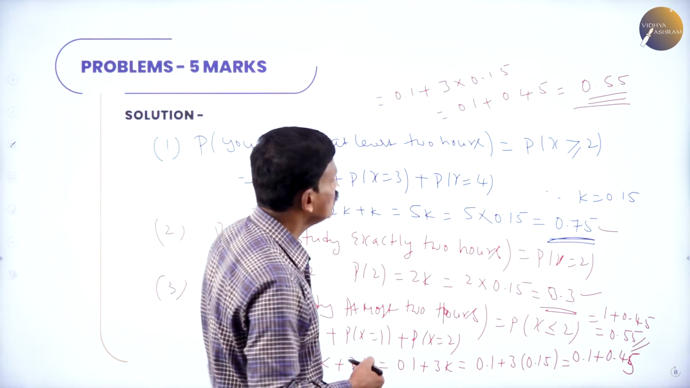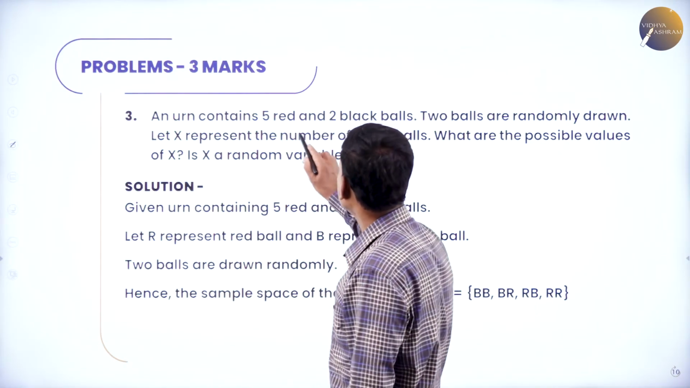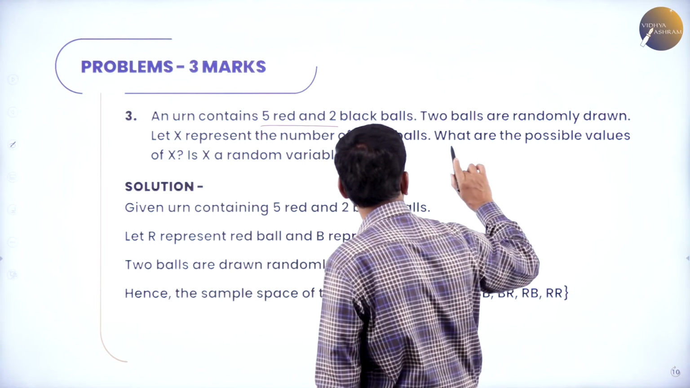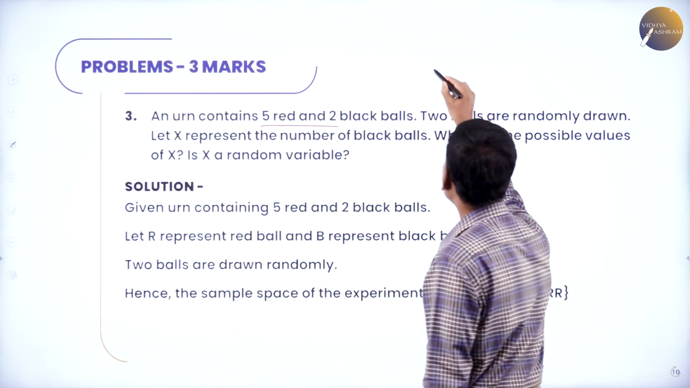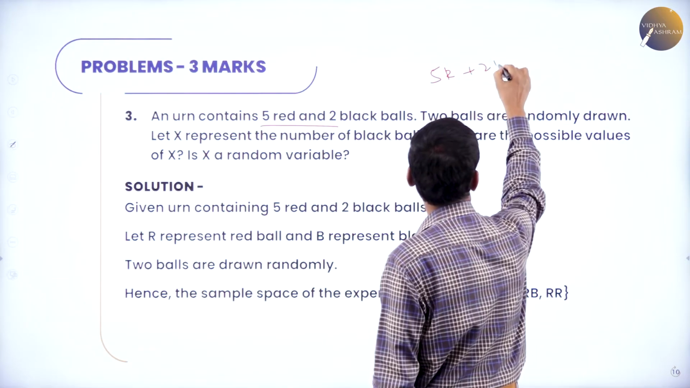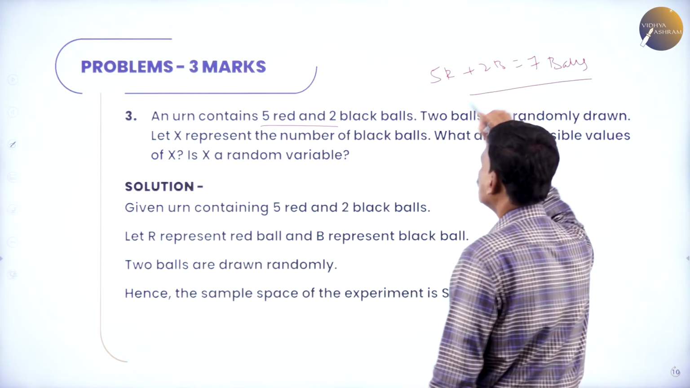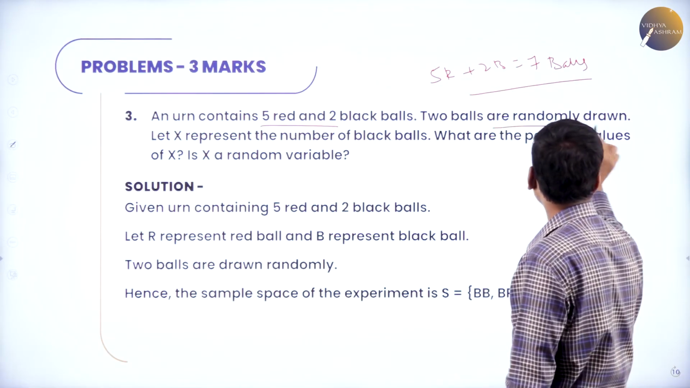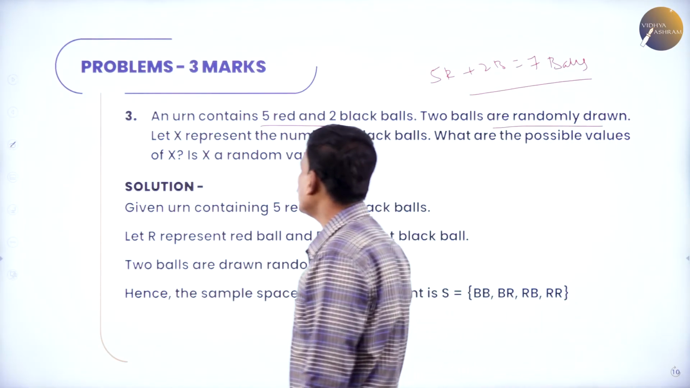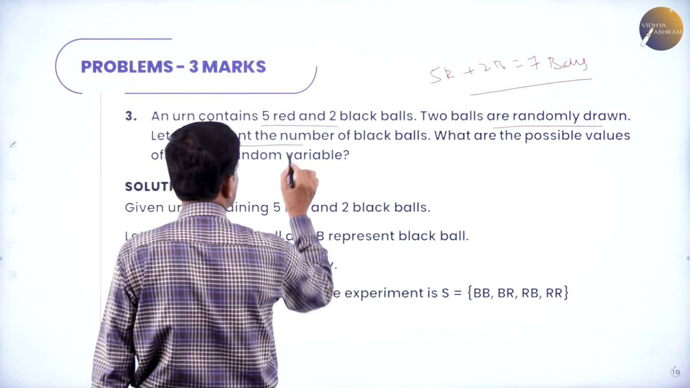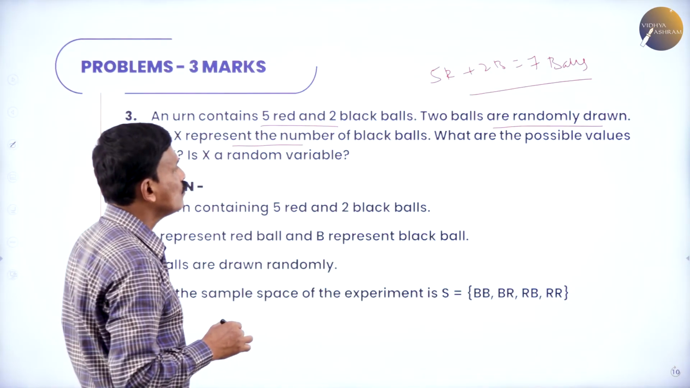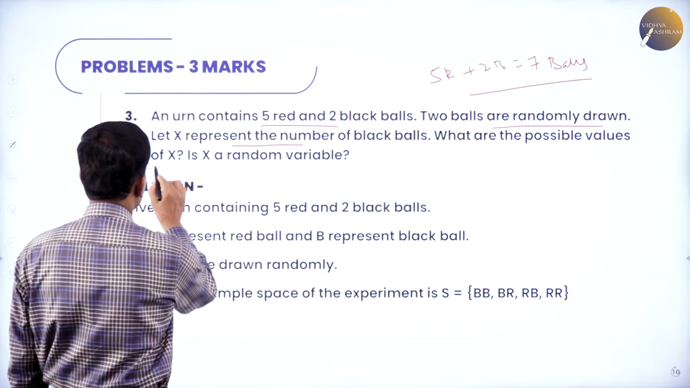Now let us come to the next problem. An urn contains 5 red and 2 black balls. 5 red plus 2 black balls, totally 7 balls are there. So 2 balls are randomly drawn. Let x represent the number of black balls. What are the possible values of x?